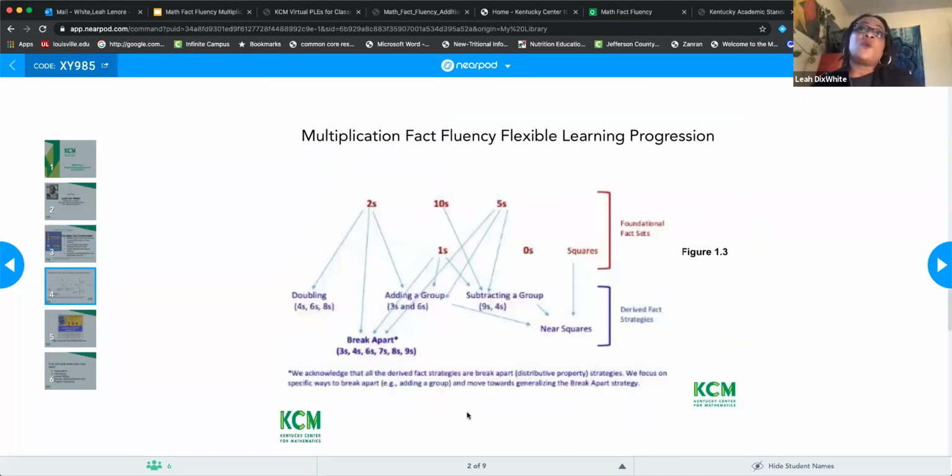And so when we're looking at multiplication fact fluency, we have this learning progression where we have our fundamental facts at the top, our 2s, 1s, 10s, 5s, and 0s. When we're talking about fluency, we are building on those foundational facts for our derived facts. A lot of our time is spent there, especially in 4th and 5th grade. And so we want to spend time making sure students are able to develop that fluency and provide them opportunities to do that, even digitally.